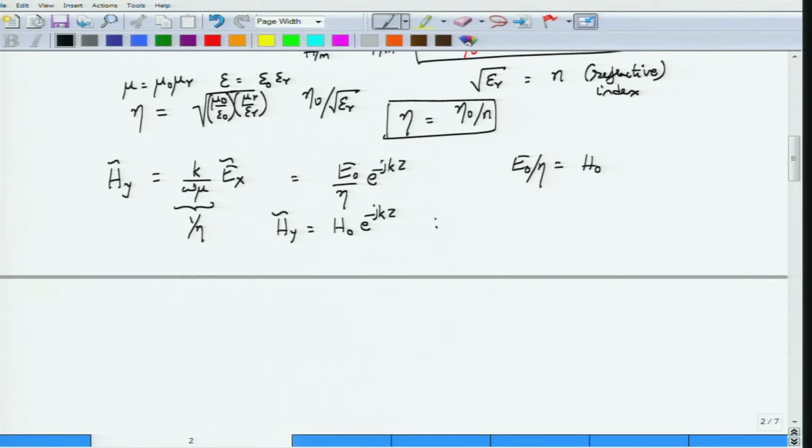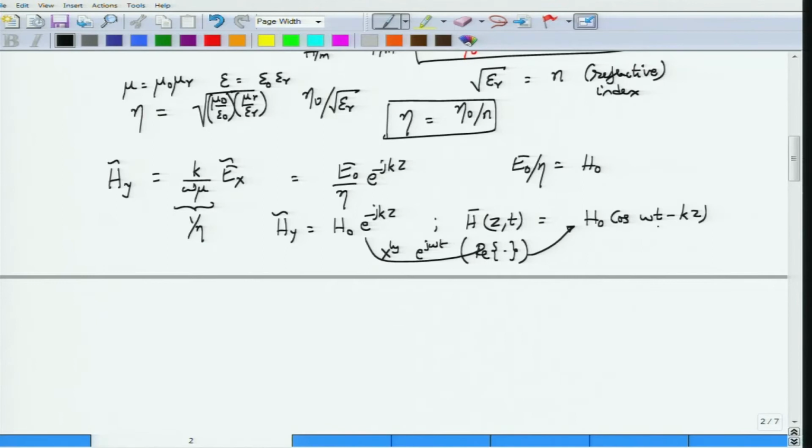As before, you are interested in finding the actual field as a function of z as well as time. To do that, you need to multiply this phasor by e power j omega t and then take the real part of it, right. So multiply by e power j omega t and then take the real part of it in order to obtain H0 cos(omega t minus kz).